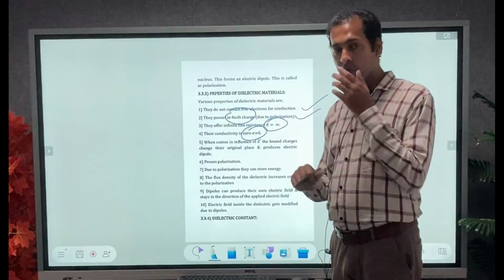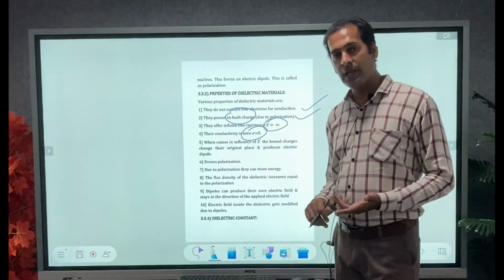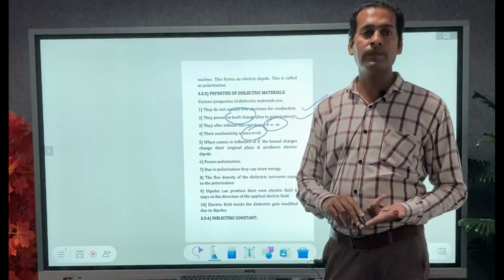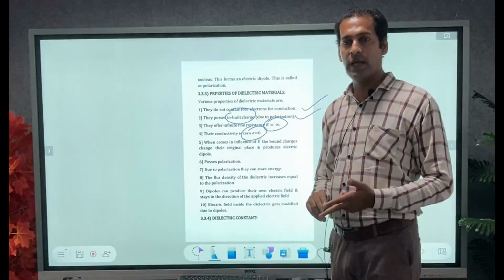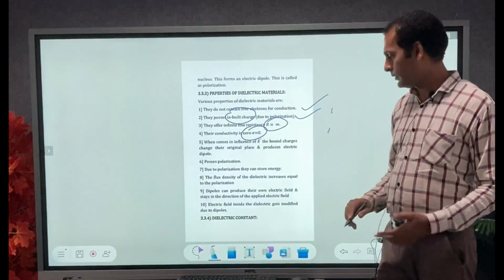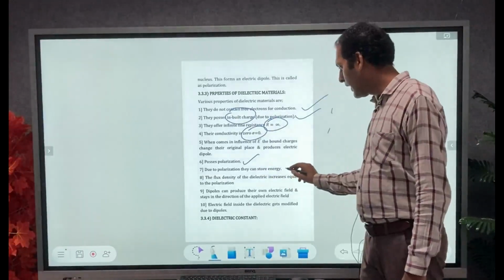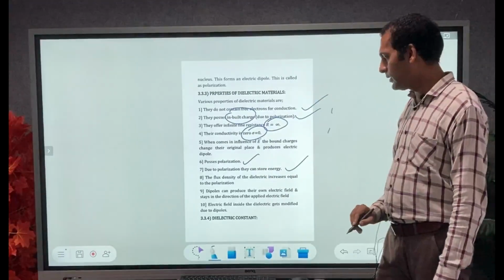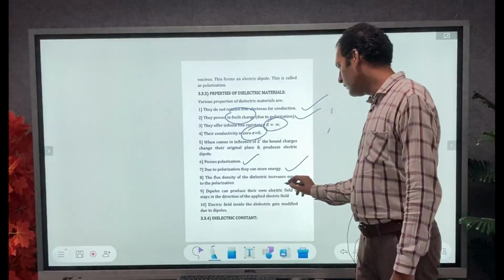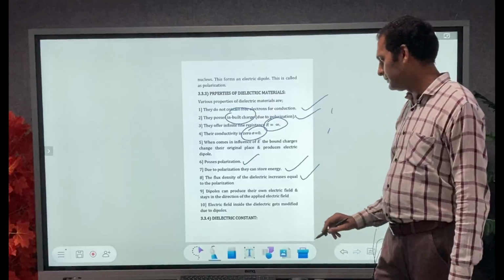Now this creation of dipole, whether we are applying an external field or not, depending on that, we have two types: polar dielectrics and non-polar dielectrics. Then it possesses polarization. Due to polarization they can store energy. We can say the flux density of the dielectric increases equal to the polarization.